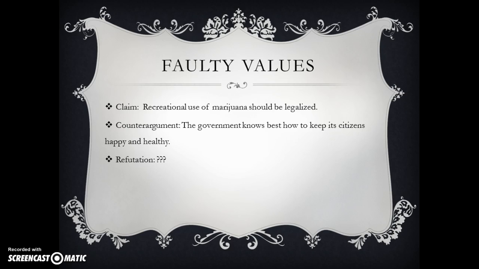Another way we could respond to counterargument would be to point out that it's based on faulty values, not consistent with the majority of society. So a counterargument that says, the government knows best how to keep its citizens happy and healthy. We could say, well, actually a lot of people don't think that the government knows best how to keep its citizens happy or healthy. Or we could say, actually our government is a democracy, so the citizens ultimately know best how to keep themselves happy and healthy, etc. Sort of a weak example, but that's another way we could respond to counterargument.